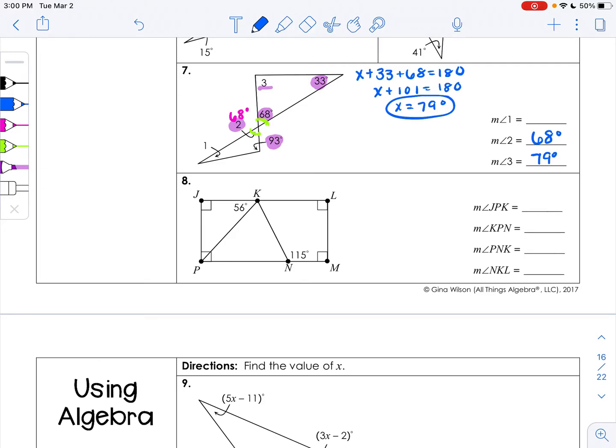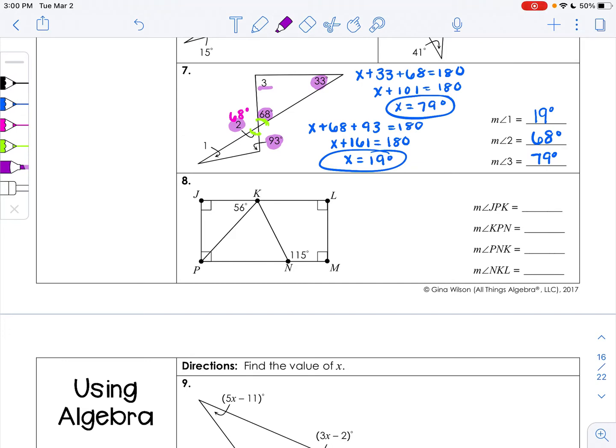Now that I know that, I can set up another equation to find the measure of angle 1. Angle 1 plus 68 plus 93 equals 180. Because all three of these add up to make another triangle. Combine your like terms. 68 plus 93 tells me that x plus 161 equals 180. You can subtract 161 from both sides, so that x equals 19 degrees. So the measure of angle 1 is 19 degrees.